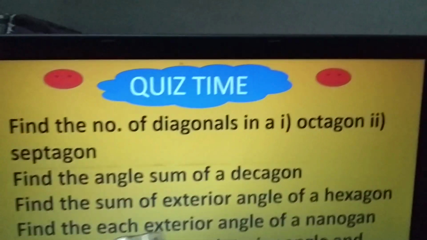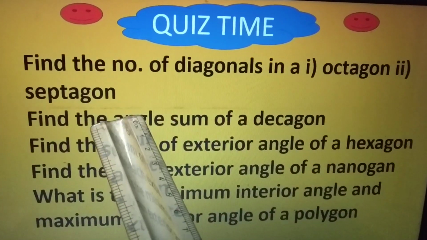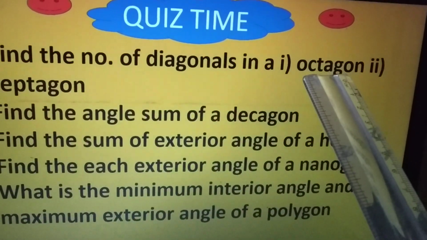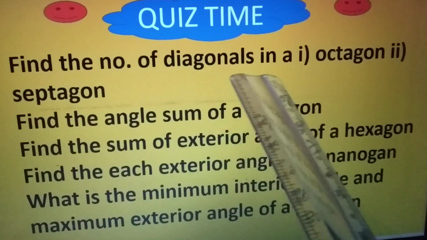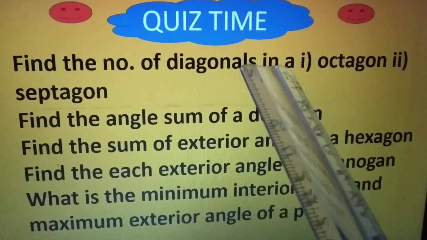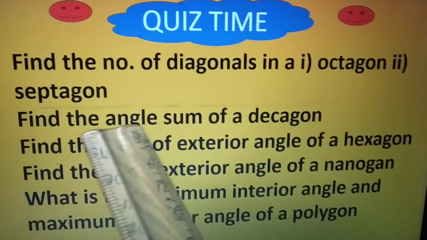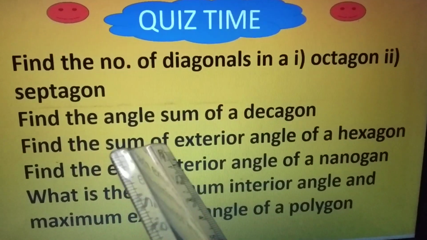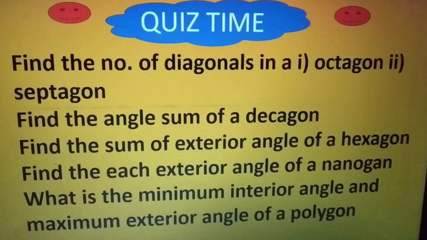So now it is quiz time. Can you find the number of diagonals in an octagon and a septagon? What is the formula you will be using? You know the number of sides in an octagon is 8 and the number of sides in a septagon is 7. So you can use the formula n into n minus 3 upon 2, where n stands for the number of sides of a polygon. Next, find the angle sum of a decagon. Decagon means 10 sides. Angle sum means we have to use the formula n minus 2 into 180 degrees.